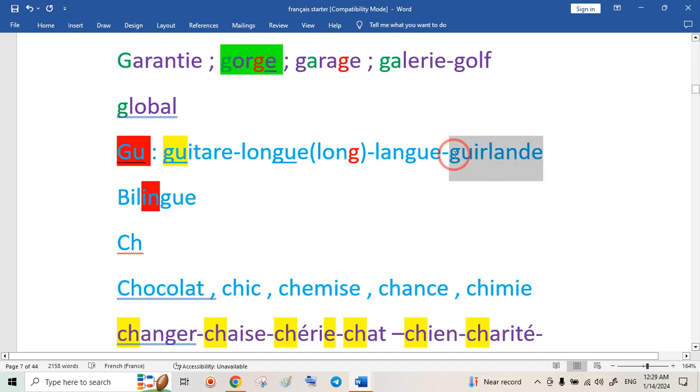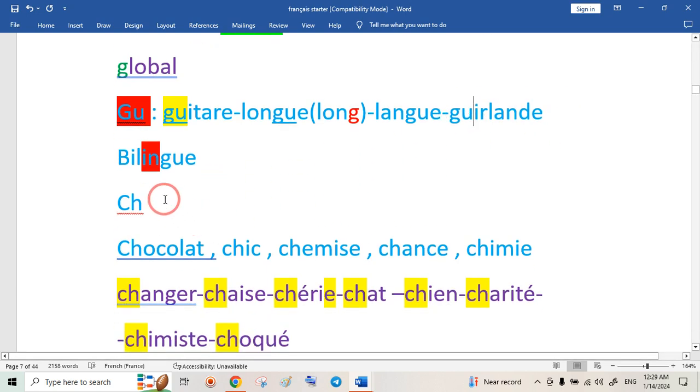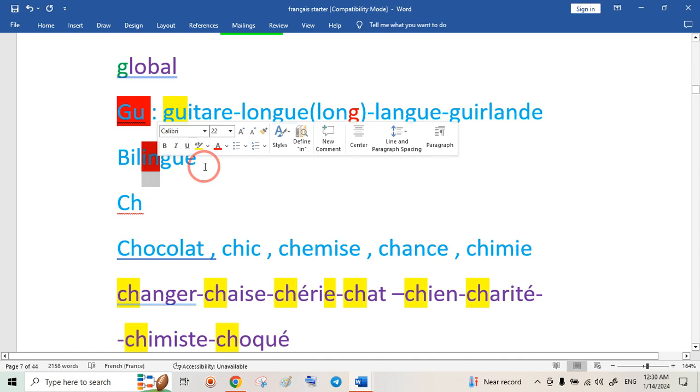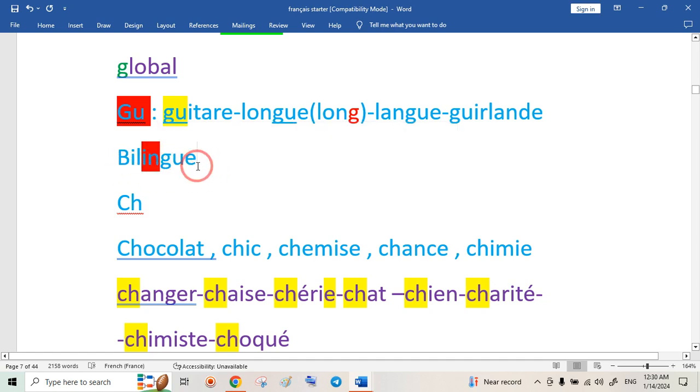Guirlande. Guirlande is the decoration of the Christmas tree. You know, there are some balls that we hang on the Christmas tree as decoration. This is called guirlande. And bilingue. The E is not pronounced at the end. You know why? This G and U is pronounced G. I will tell you about E and N in future videos. Bilingue, bilingual. Bilingue means bilingual.